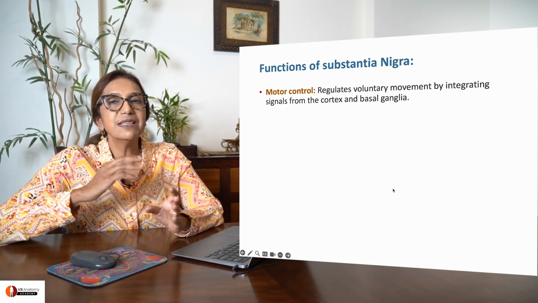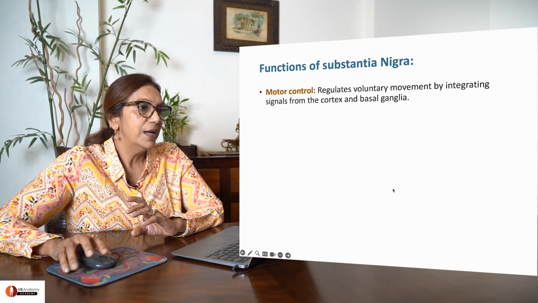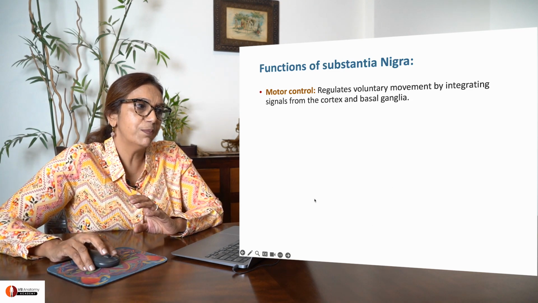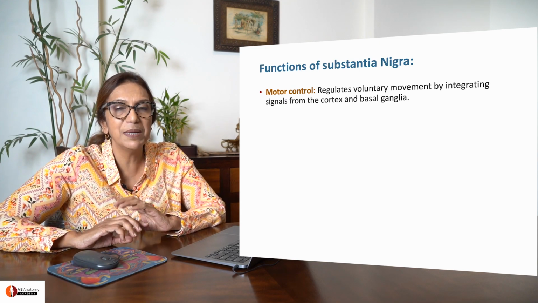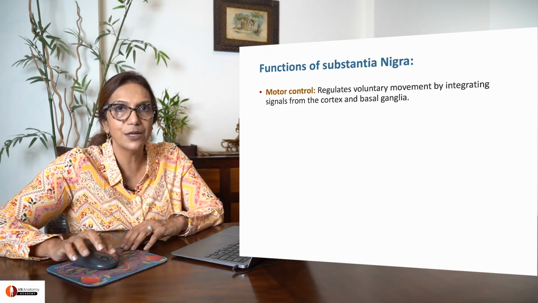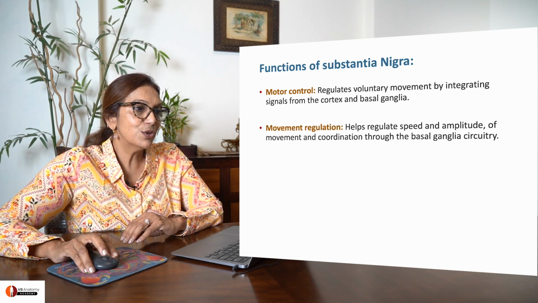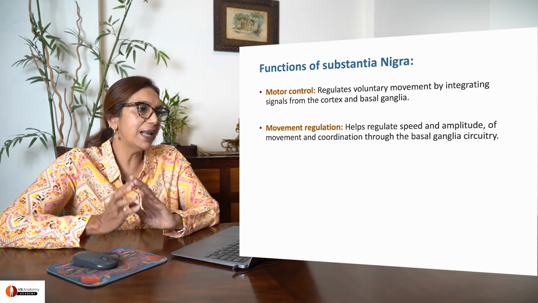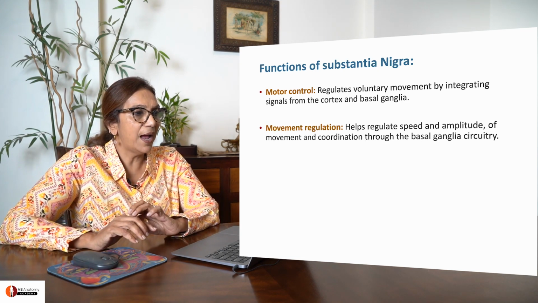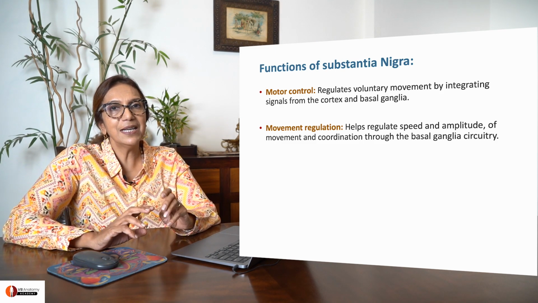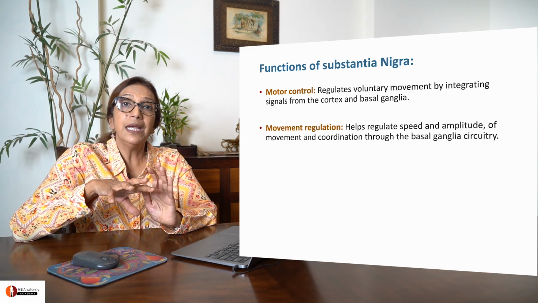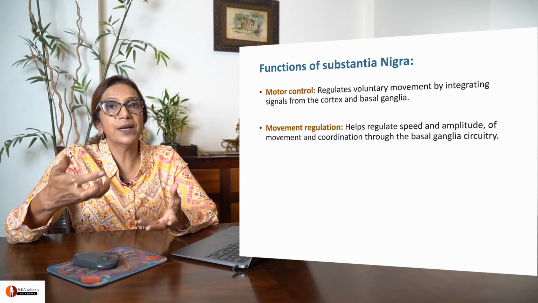So how does substantia nigra function? It regulates voluntary movement by integrating signals from the cortex and basal ganglia. Basal ganglia are these nuclei that you just saw. Okay, so it helps to regulate the speed and amplitude of movement and coordination through basal ganglia circuitry. Basically, it has an inhibitory influence on the motor activity.